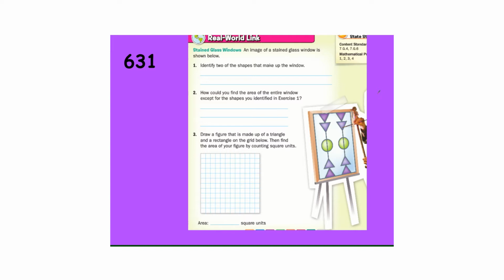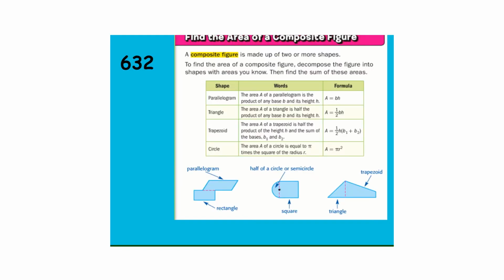How could you find the area of the entire window except for those shapes? Think about that. We basically want the white part of the window there. So you would take the area of the whole window, length times width of the frame. Then you would subtract the area of the purple triangles, then subtract the area of the green circles. Okay, moving on, page 632.